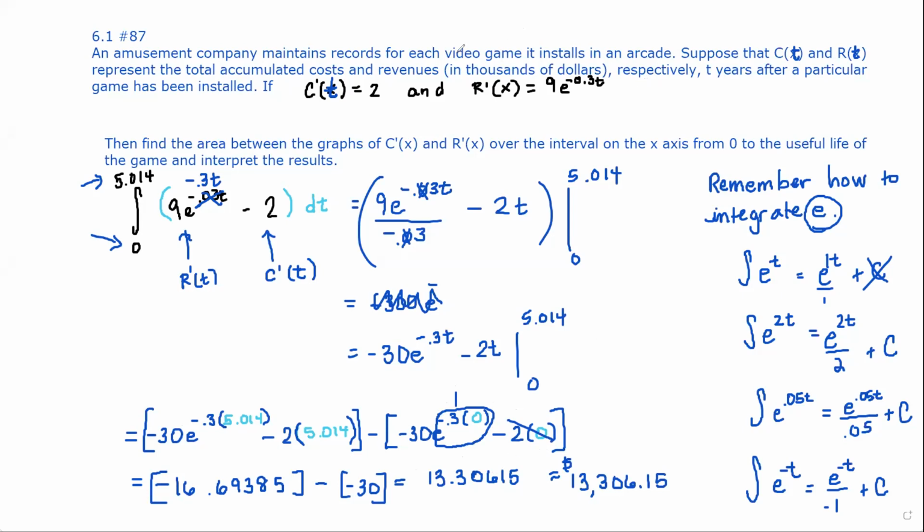13.30615. But then we need to remember that this is in thousands of dollars. So that's really $13,306.